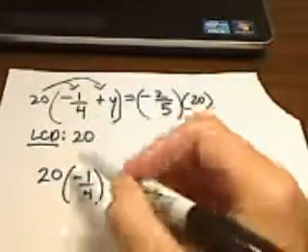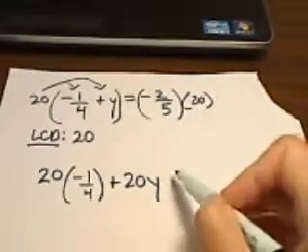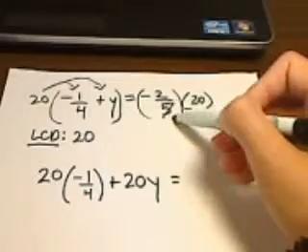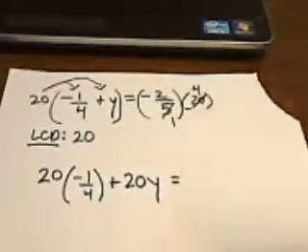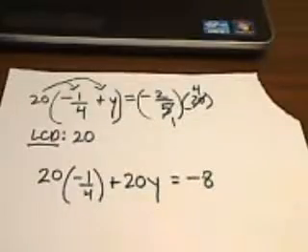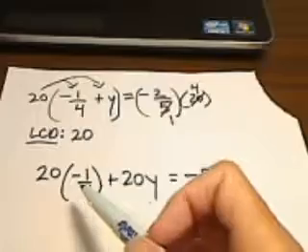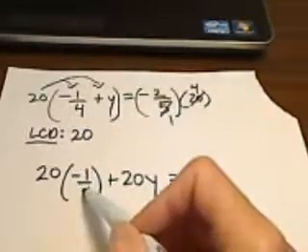so you're going to take 20 times your negative 1/4, and then you've got 20 times y, and then over here you can do some canceling. 5 goes into 5 once and into 20 four times, and you're left with negative 2 times 4, so that's a negative 8. Okay, so here I'm going to do the same thing I did right here, so I'm going to simplify.